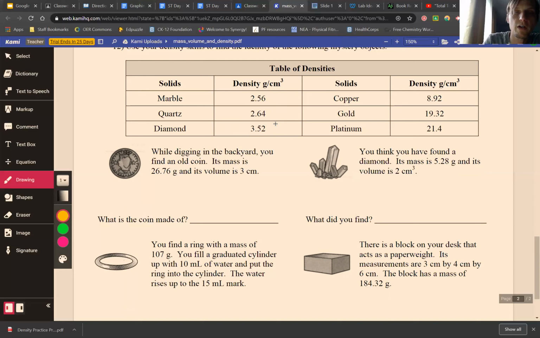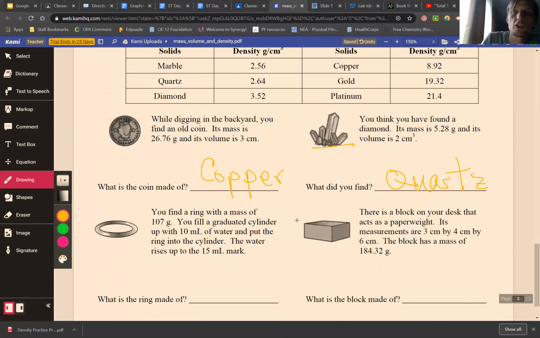So what did we identify here? What's the coin made of? Cheap penny. Copper. Looks like a dime to me. Everyone kind of knows these. You might have seen them in gift shops. And these are quartz. If you know them, you don't need to do this to figure out what they are, right? Maybe I should keep one of these secret.